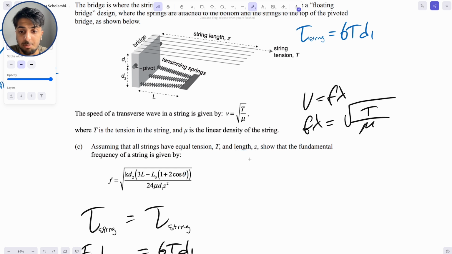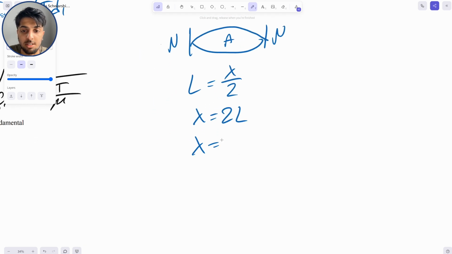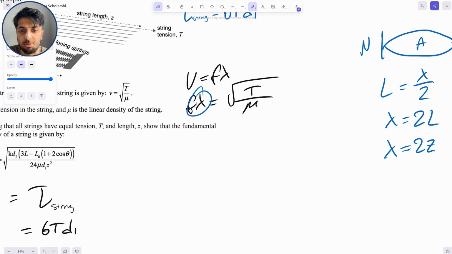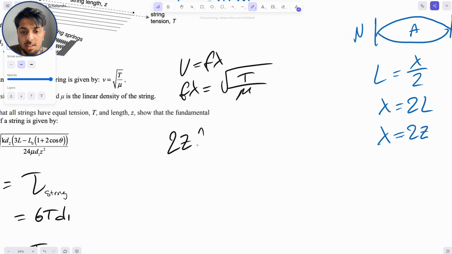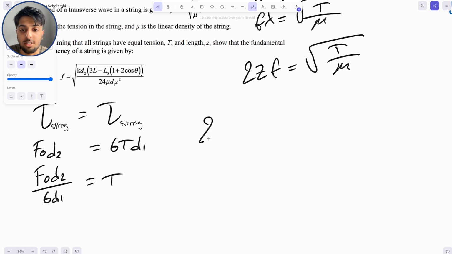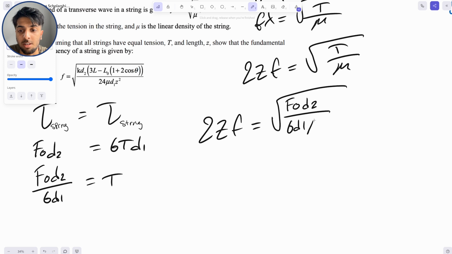Our length is given by z, so lambda is equal to 2z. So plugging that in here, we get 2zf is equal to the square root of T over mu. Plugging in our tension force, we get 2zf is equal to the square root of F0 D2 all over 6 D1 mu.